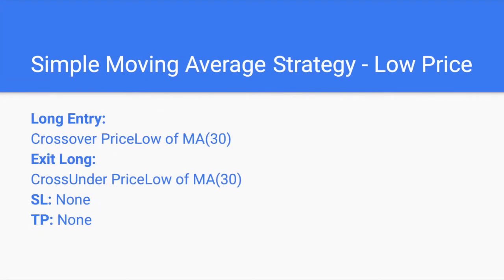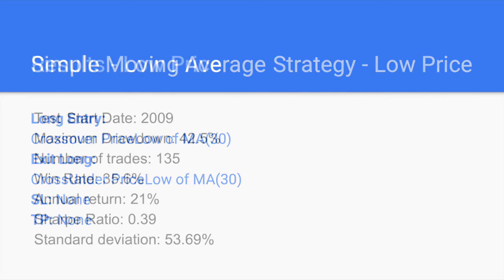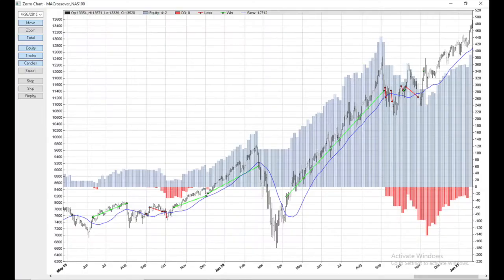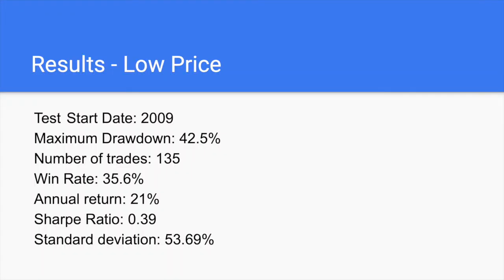Let's now look at the results of trading the low price. We've got the maximum drawdown of 42.5% with 135 trades. Win rate is 35.6% with an annual return of 21%. Sharpe ratio is 0.39 and the standard deviation is 53.69%. As we can see, the win rate has increased slightly and the standard deviation has decreased while raising the Sharpe ratio.